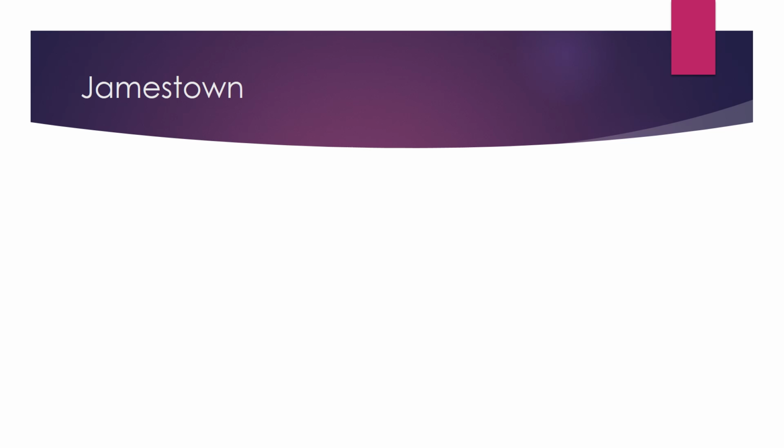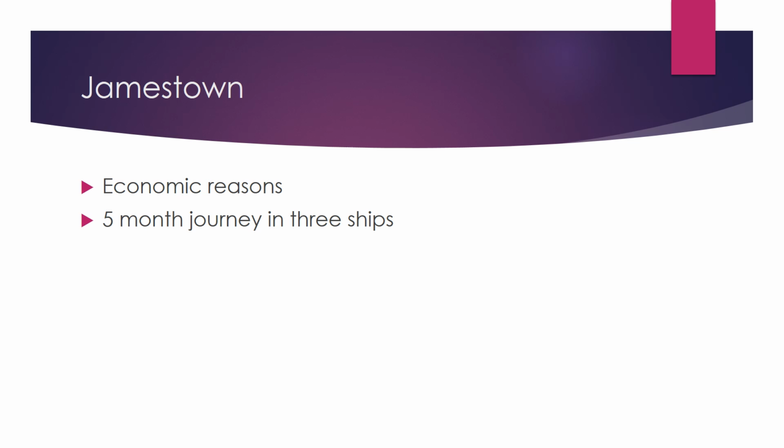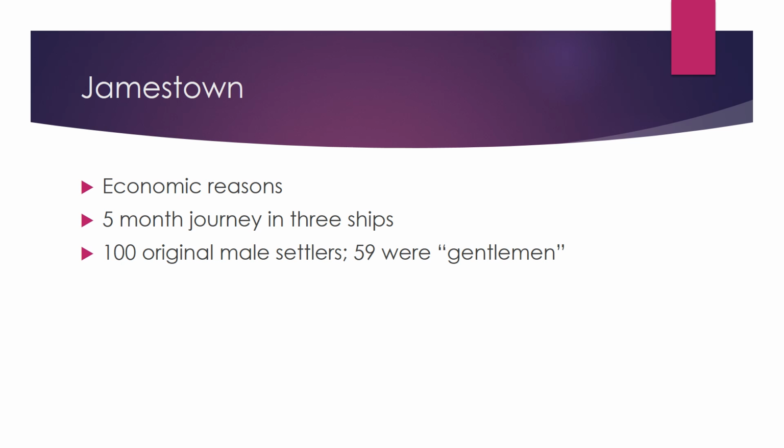So Jamestown, first of all, was settled primarily for economic reasons. Its colonists were mostly Anglican. They came over in 3 small ships, and the journey took 5 months. There were about 140 men and boys on the journey to Jamestown, but 40-ish of them were the crew. So we see about 100 original male settlers.